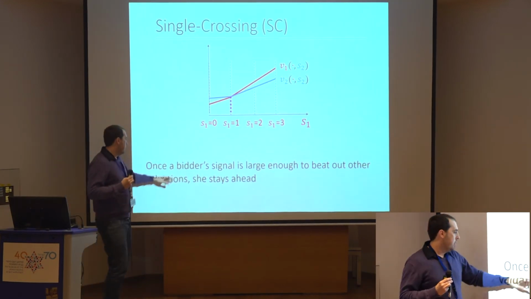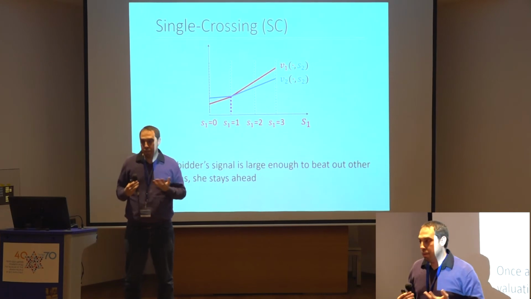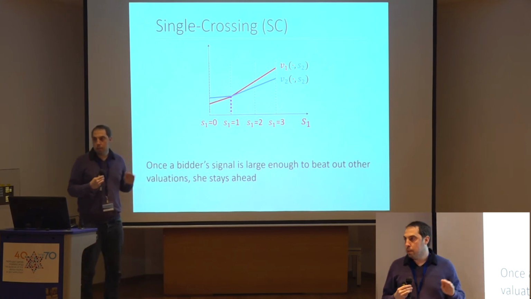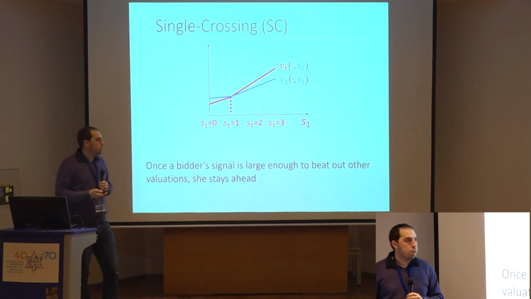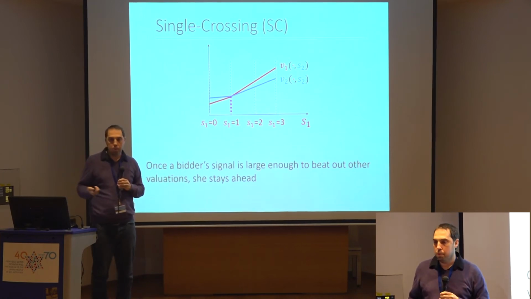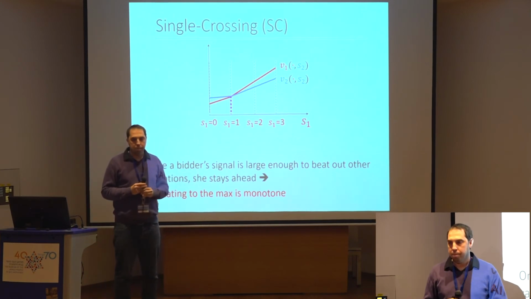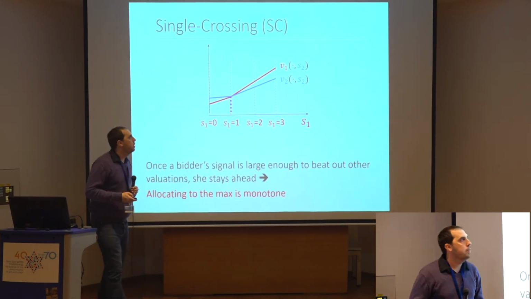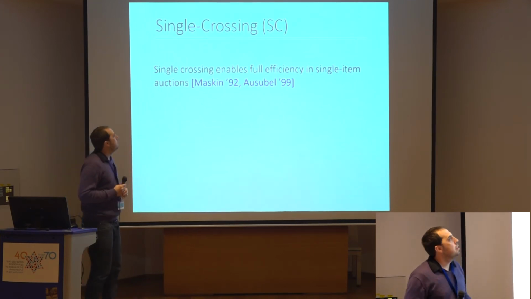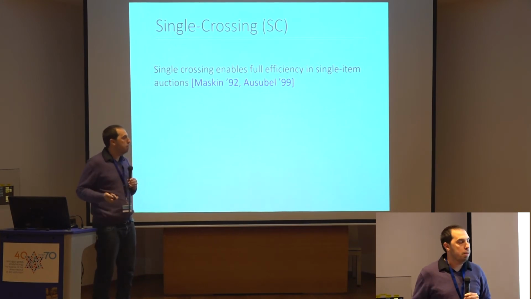Which means that once a bidder's signal is large enough that he has the maximum value, if he increases the signal, he's still the highest valued bidder. Which means that allocating to the highest bidder is a monotone allocation rule. Okay, which means that we can implement it by a transfer mechanism. So, as I already said, single crossing enables full efficiency. We can implement the optimal welfare.